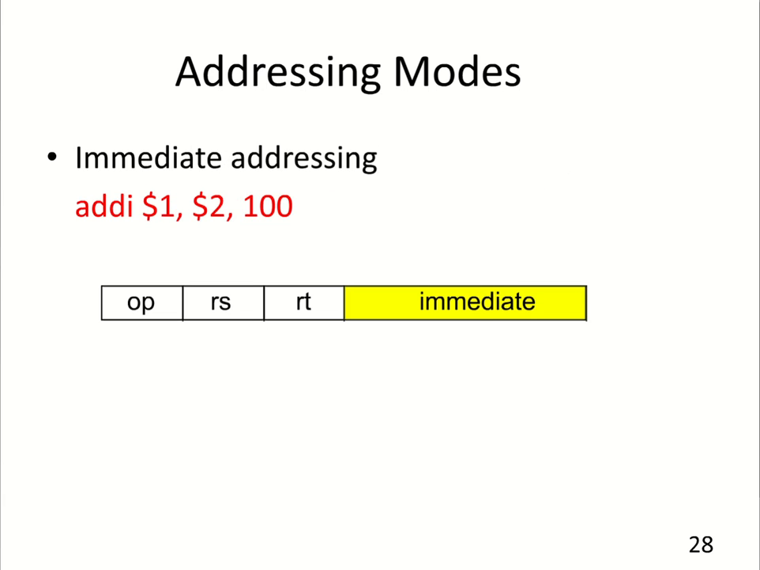We've also seen an immediate addressing mode. In this particular case, an add immediate instruction, again, simply reads the immediate field out of the instruction word itself and then adds that immediate value to the register source and stores the sum in the register target.